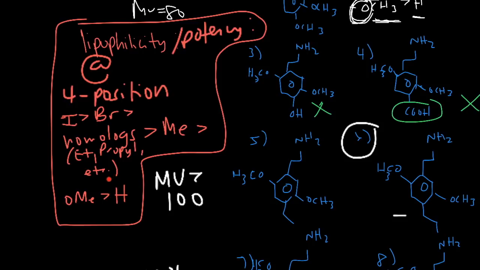So to explain this, hydrogen is not really lipophilic. However, adding a lipophilic methyl group offset by the hydrophilic oxygen makes it more lipophilic, but not as lipophilic as the methyl group. This methyl group is less lipophilic than adding more methyl groups, which is less lipophilic than bromine, which is... I wrote that wrong. So sorry. This should be iodine. So bromine is the greatest compared to iodine. So the homologs are less potent than iodine, which is less potent than bromine. So bromine is the most potent at the fourth position, followed by iodine, followed by the homologs, followed by the methyl, followed by O-methyl, followed by hydrogen.